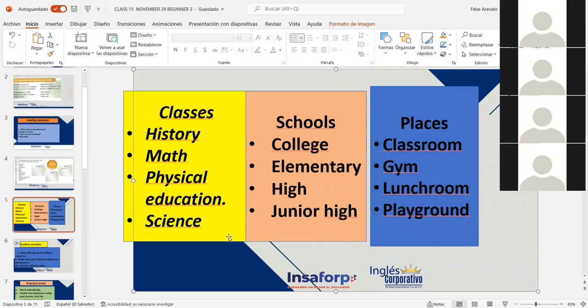Class, history, math, psychical education, science, school, college, elementary, high, junior high, places, classroom, gym, lunchroom, playground. There you go. Excellent. Thank you, Fatima. Let's go with Gloria Mena. Classes, history, math, psychology, education, science, school, college, elementary, high, junior high, please, classroom, gym, lunchroom, playground.